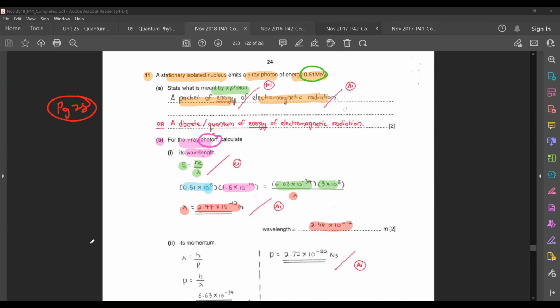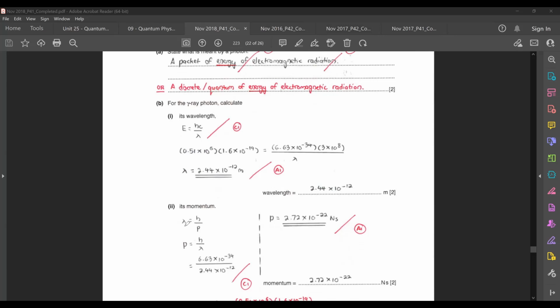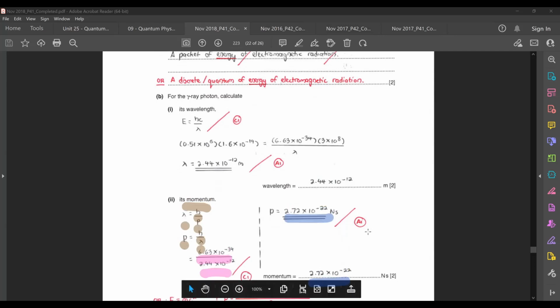Only after that do you use your de Broglie wavelength, because this time they ask you about the momentum. When it comes to the momentum part, you use de Broglie wavelength equals h over p. So p is the Planck constant divided by the wavelength you've just found. Sub in the values of the Planck constant and the wavelength, and your momentum will eventually be 2.72 times 10 power minus 22 Newton second. So this is a pretty standard question.